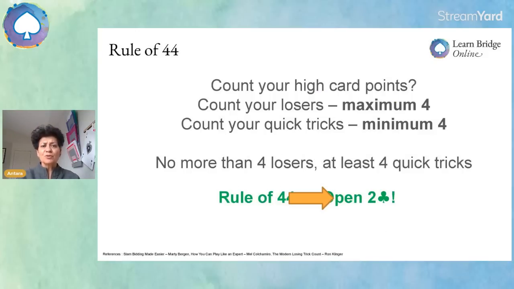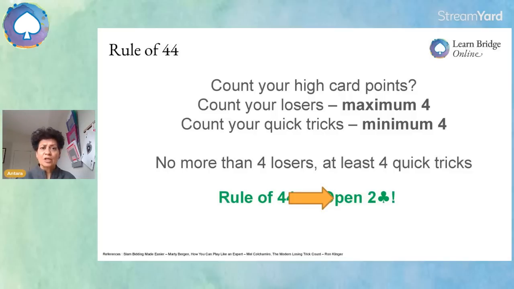So, what's the rule of 44? What are they proposing here? Should we just count our high card points? If it's more than 22 plus, let's just go ahead and open two clubs? No. We've got one other way of evaluating our hands, and that is count your losers and count your quick tricks.